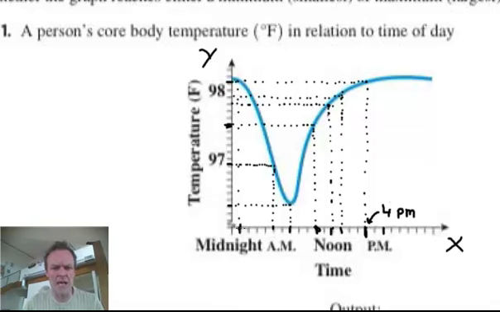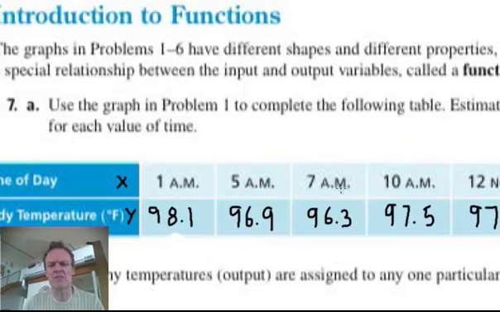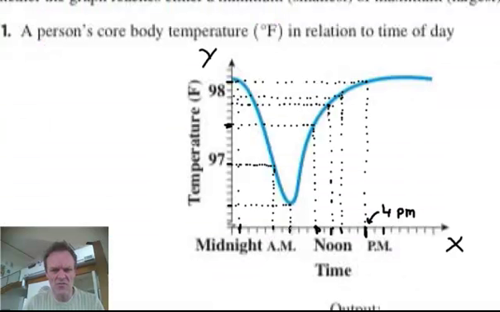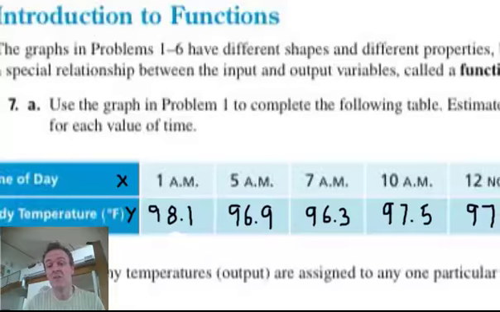at 1 AM, let's have a look, my body temperature was 98.1. So I wrote it there. Let's look at 7 AM. Was it 96.3? Right, here's 7 AM right here. So 7 AM, and that is 96.3, and so on. I'm just reading all these marks from the graph and putting them onto this table.